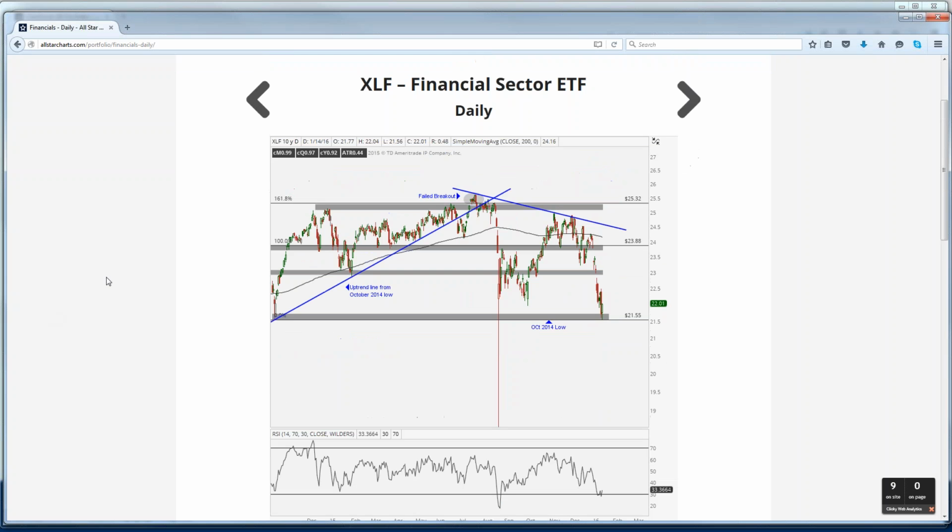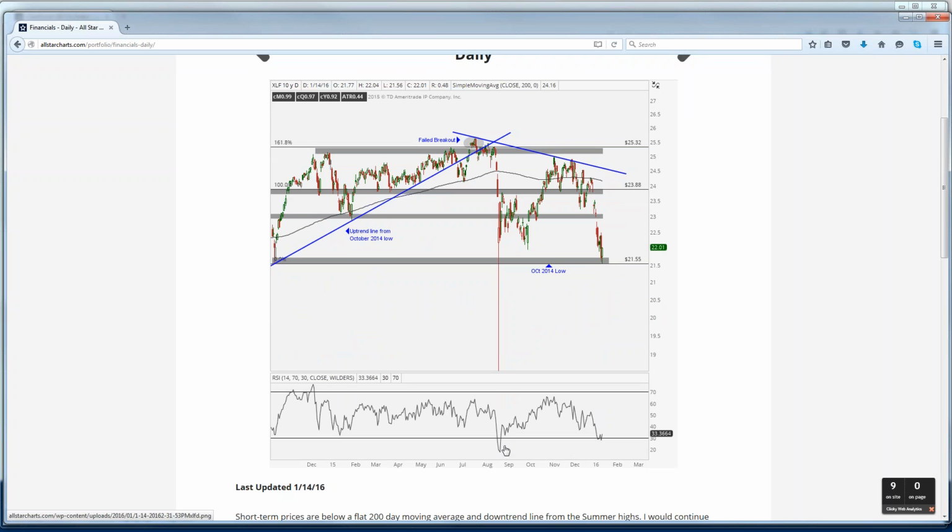So getting back to that, this is financials as a group, which includes regional banks, includes broker dealers. And I'm seeing a bullish momentum divergence on these new lows. We have a new low. This is our target, right? The October 2014 low was our target in financials as a group. We no longer want to be short.